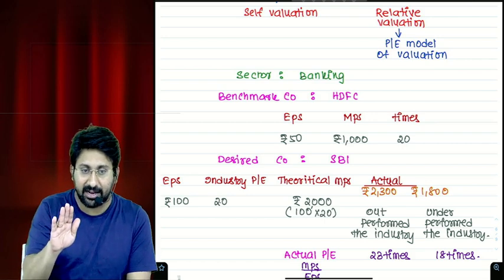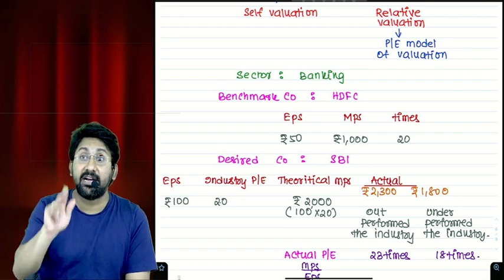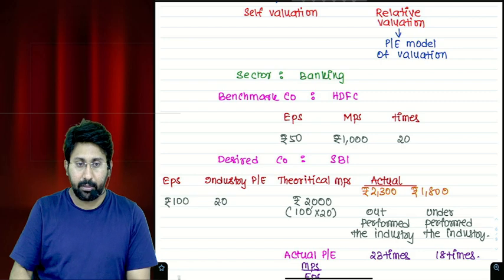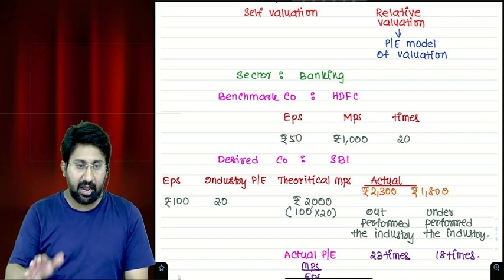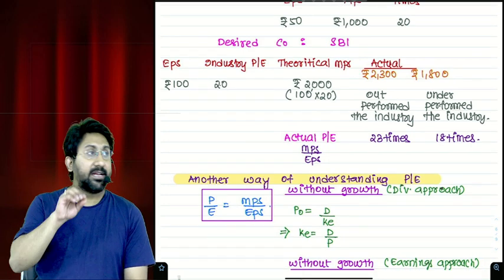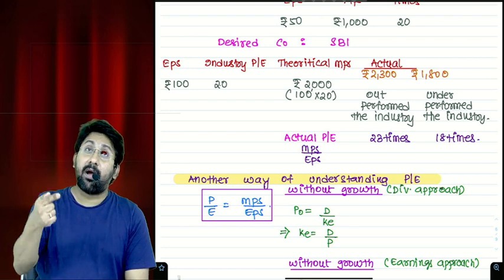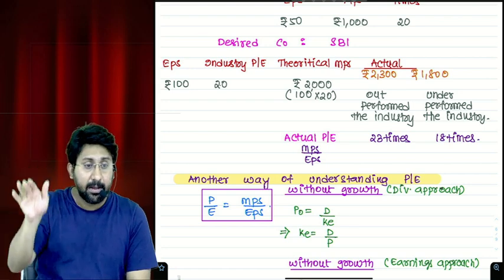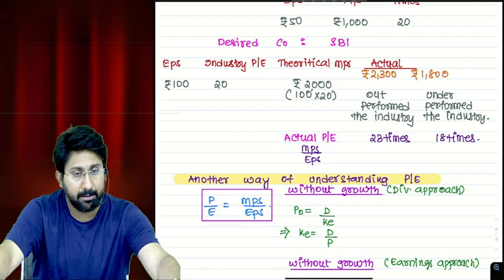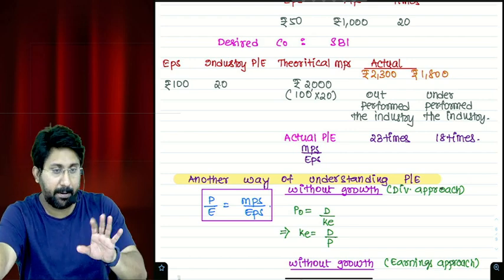Now, I want the price of SBI stock on the basis of the HDFC PE ratio. Technically, HDFC's PE ratio is 20, but once HDFC is an industry benchmark, I will call it the industry PE ratio, or sector PE ratio. The desired company is SBI. EPS is 100. What is the industry PE? 20. Ideally, theoretically, how much should be the market price of SBI if it reaches the benchmark PE ratio? 2000, because 100 is the EPS and 20 is the industry PE ratio. So in comparison with the market, ideally my price should be 2000.